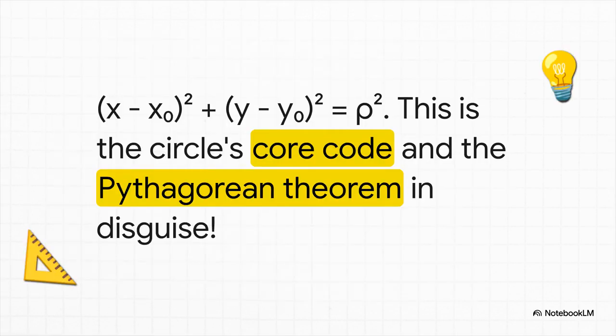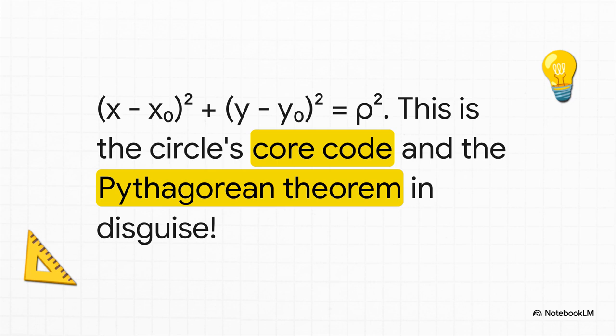And here it is. This is how we write that rule in the language of math. This is the standard equation of a circle. Now, it might look a little intimidating, but it's super straightforward. This bit here, x0, y0, that's just the coordinates of the center. This rho, the Greek letter rho, that's our radius. And x, y, that's just any old point on the edge of the circle.